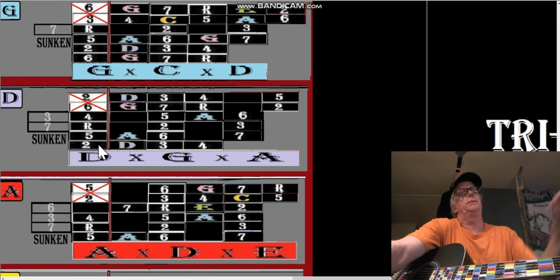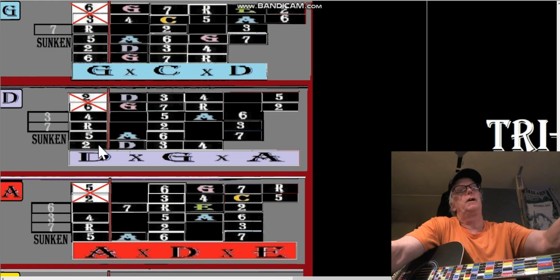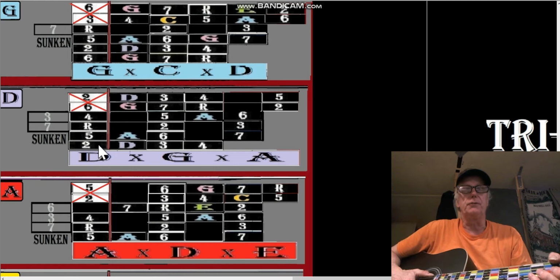So now you have all 7, and we can do them starting from C. Root 2 3, 2 3 4, 3 4 5, 4 5 6, 5 6 7, 6 7 root, 7 root 2, and root 2 3. So those are the string shapes.